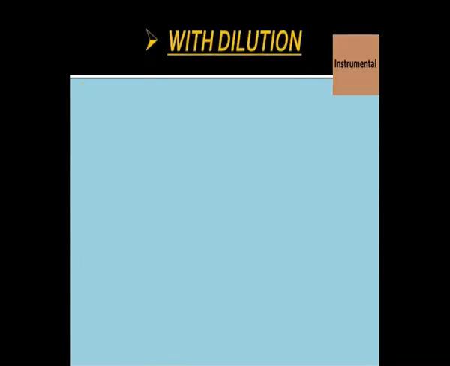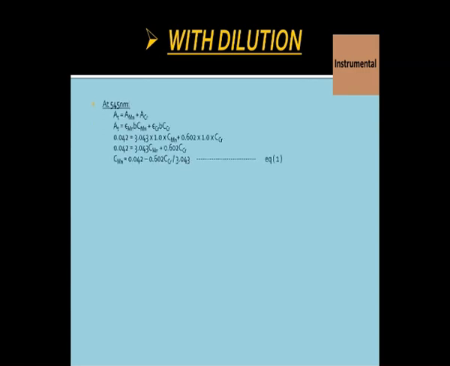Now for the mixture with dilution, the calculations are the same as we have done without dilution. At 545 nanometer, equation 1 is concentration of manganese equals 0.042 minus 0.602 concentration of chromium divided by 3.043. This is equation number 1. At 440 nanometer, equation 2 is 0.094 equals 0.1799 concentration of manganese plus 14.42 concentration of chromium.